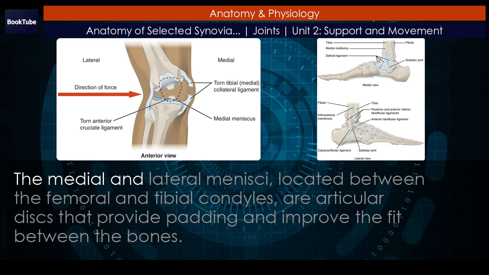The medial and lateral menisci, located between the femoral and tibial condyles, are articular discs that provide padding and improve the fit between the bones.